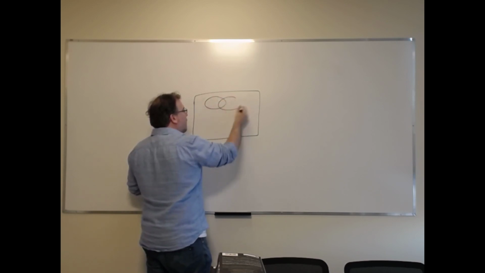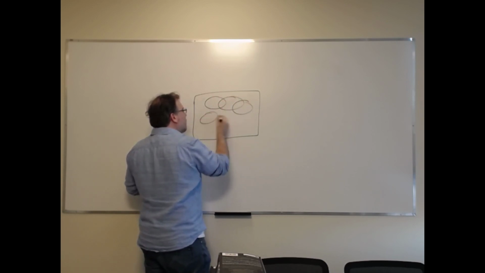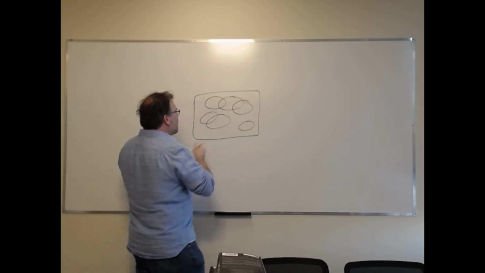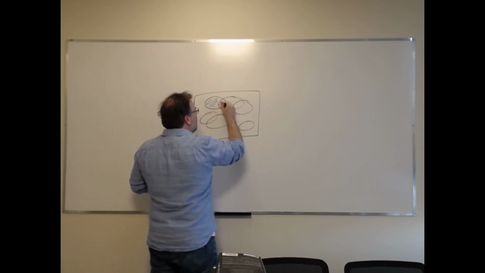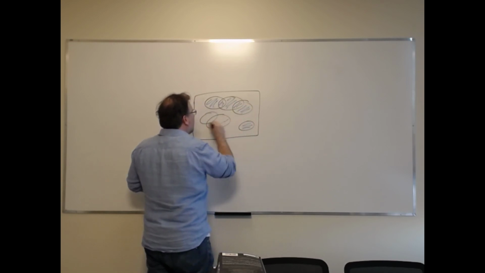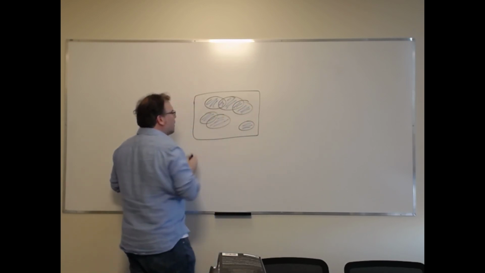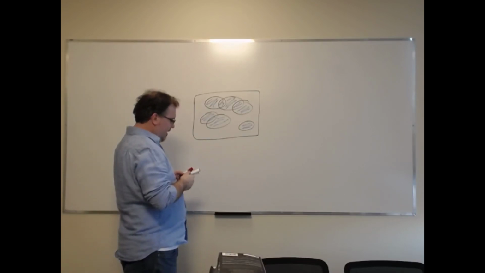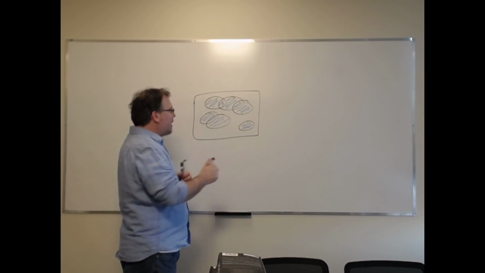So maybe we'll have all of those here. They don't have to all overlap. Then we're going to want to take the union of all those sets. So that would include all of this area here, right? And that would be the union of those sets. Now, how are we going to denote that?